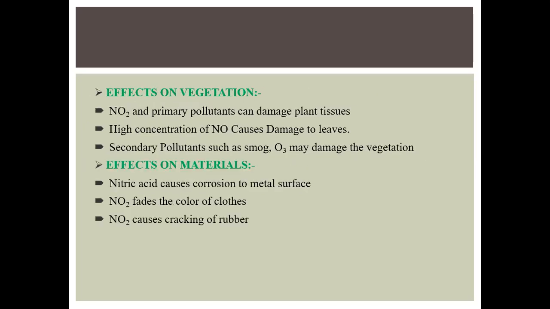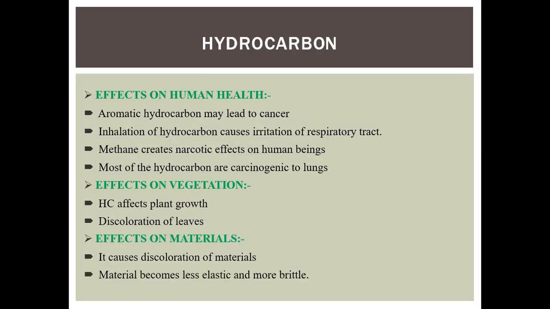Now its effect on vegetation. NO2 and primary pollutants can damage plant tissues. A high concentration of NO causes damage to leaves, and secondary pollutants such as smoke and O3 may damage the vegetation. Its effect on materials: nitric acid causes corrosion of metal surfaces. It fades the color of cloth and causes cracking of rubber.